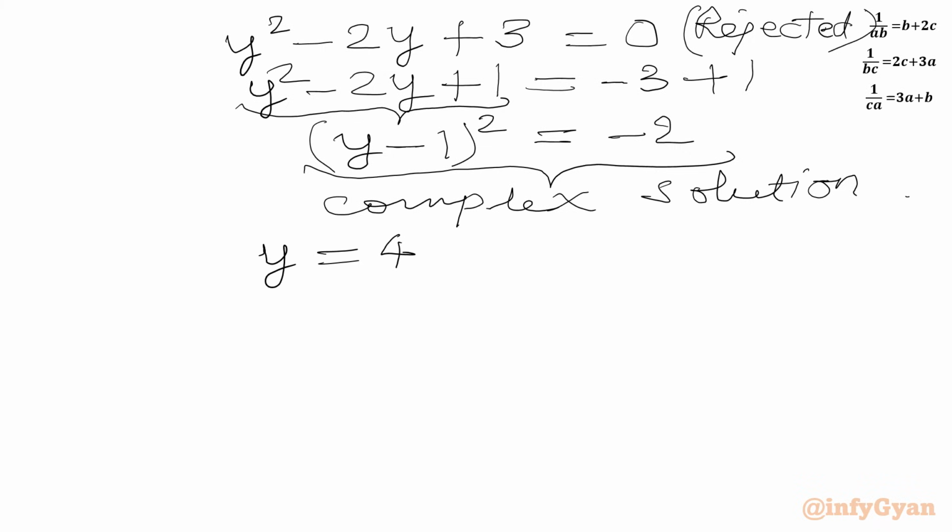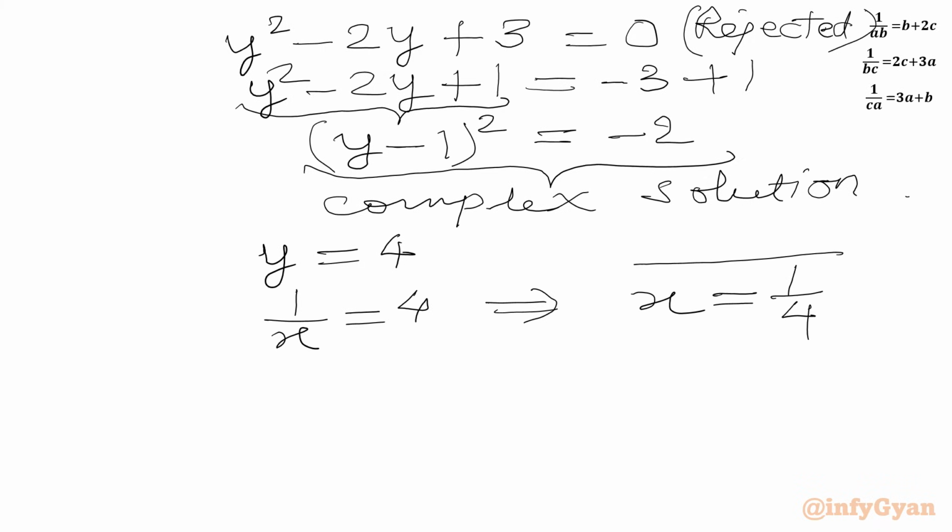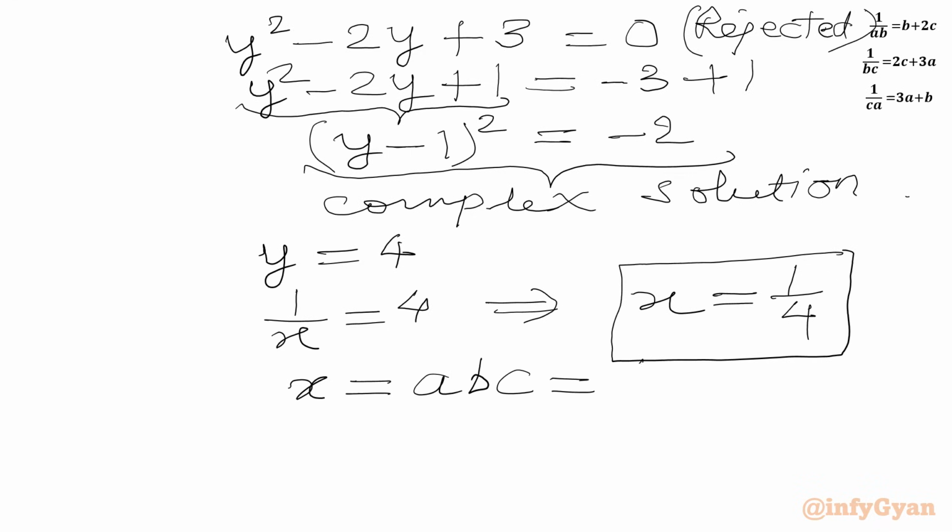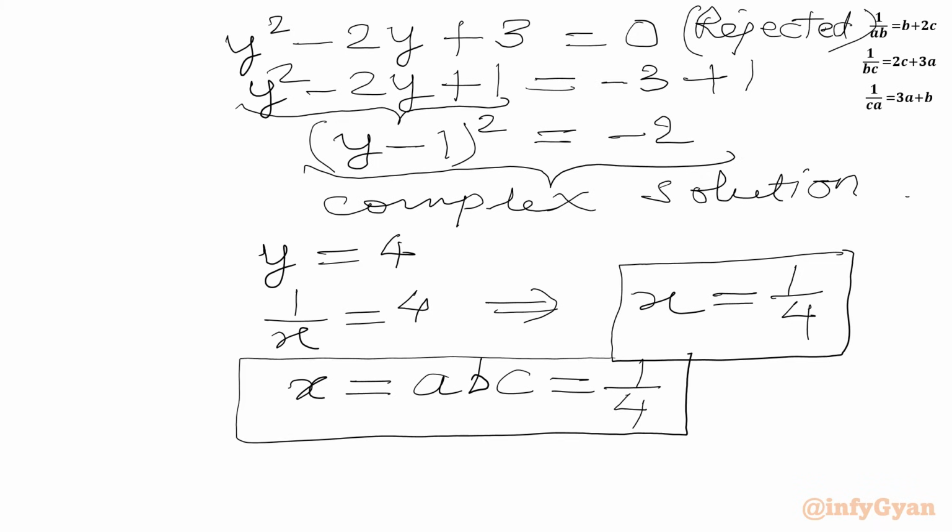Now y was our substitution. So I will write in this place 1 over x equal to 4. So from this equation, we will get x value 1 over 4. And x is ABC. So we will write here x equal to ABC equal to 1 over 4. Now we have three equations. Let me write x equal to ABC equal to 1 over 4.